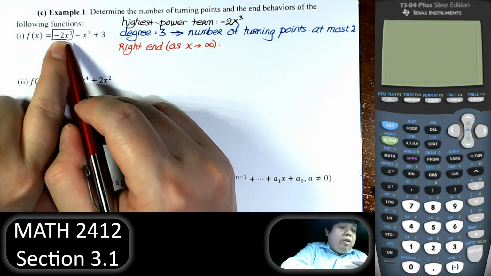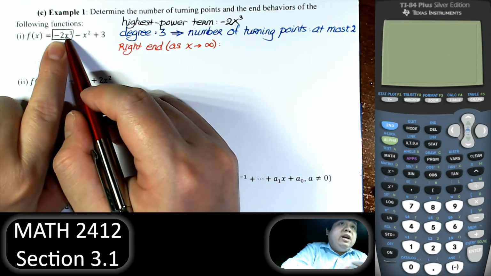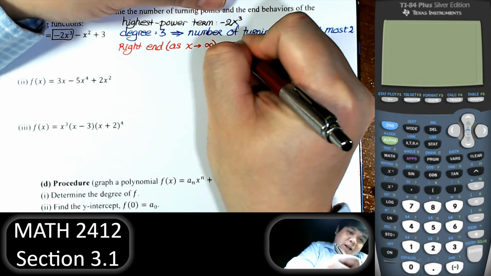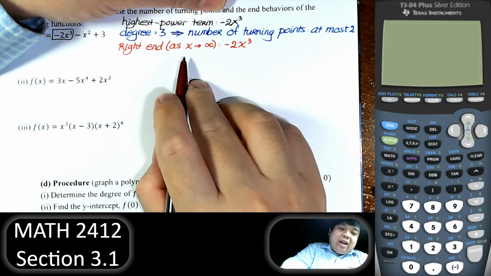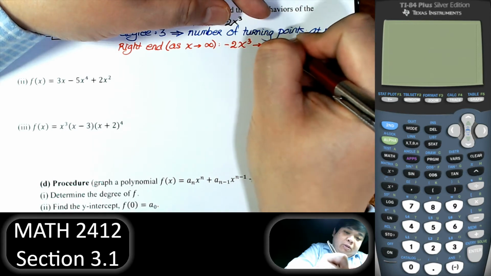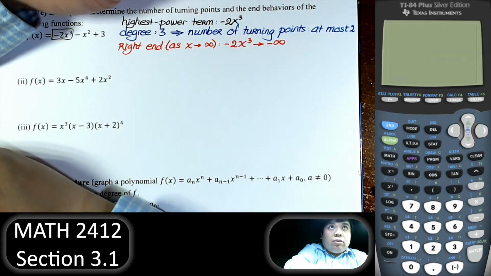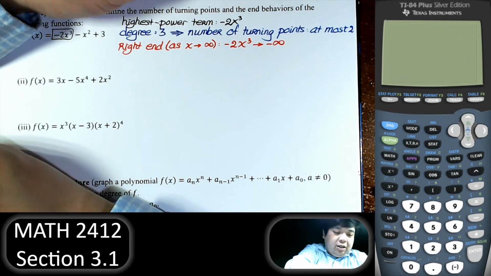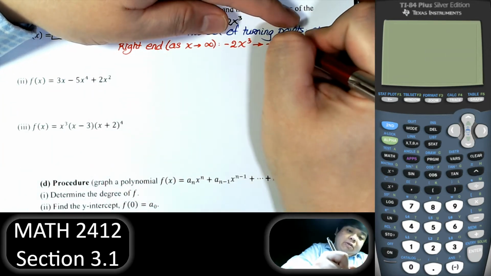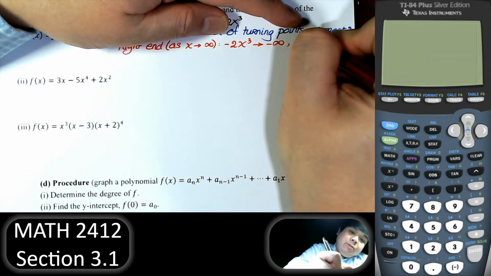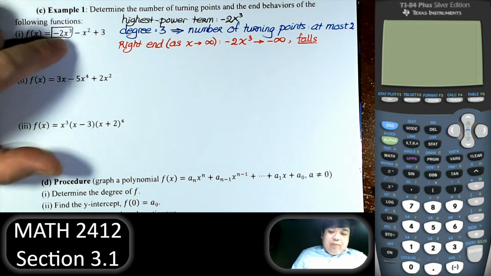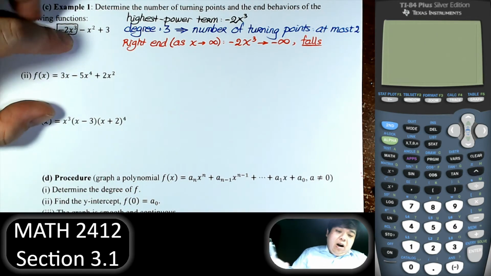if x go to infinity, if we put positive numbers in here, that's going to be negative, right? We say negative 2x cubed. When x go to infinity, that will go to negative infinity. If we put the positive numbers there, it's going to be negative. And if it's negative, meaning it falls, meaning it's going down. Now, the degree is odd.